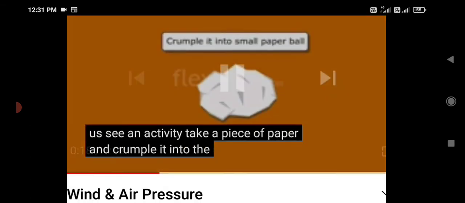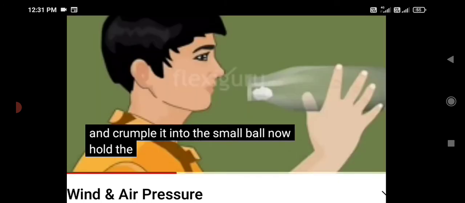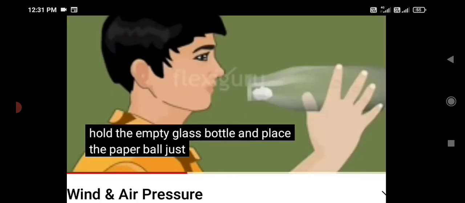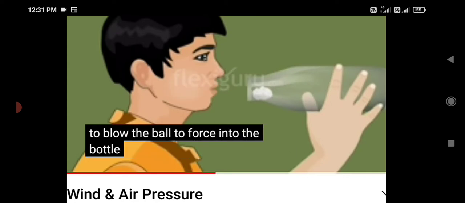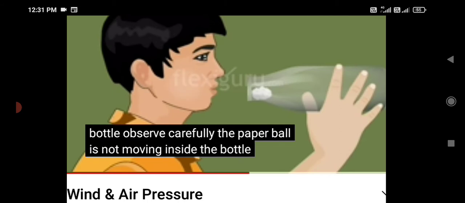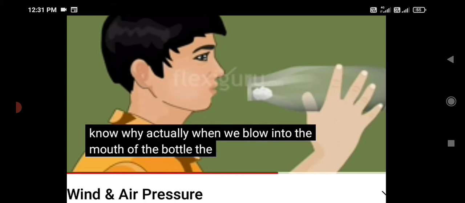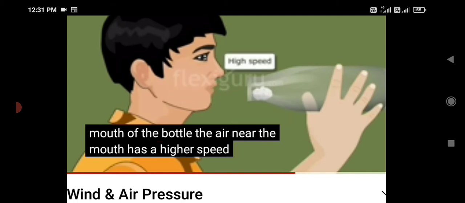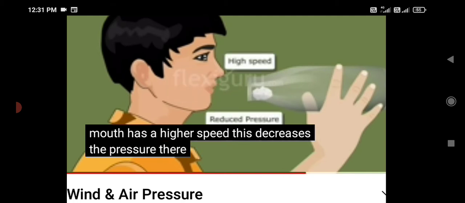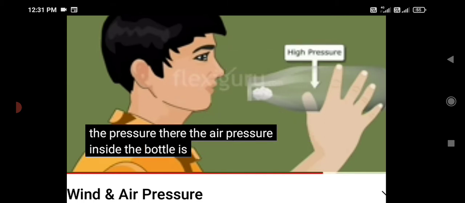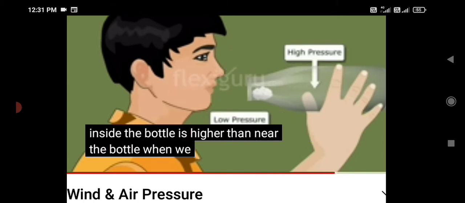Next experiment, a boy blowing a paper ball inside the water bottle. Take one paper, crumble it into small pieces, like a ball. Next, insert this paper ball into the bottle. Generally, if you apply more force through the mouth of the bottle, then the speed of the air from the mouth will be more. If the air rushes at high speed, that is low pressure, reduced pressure. Then inside, the air is high pressure, low speed.